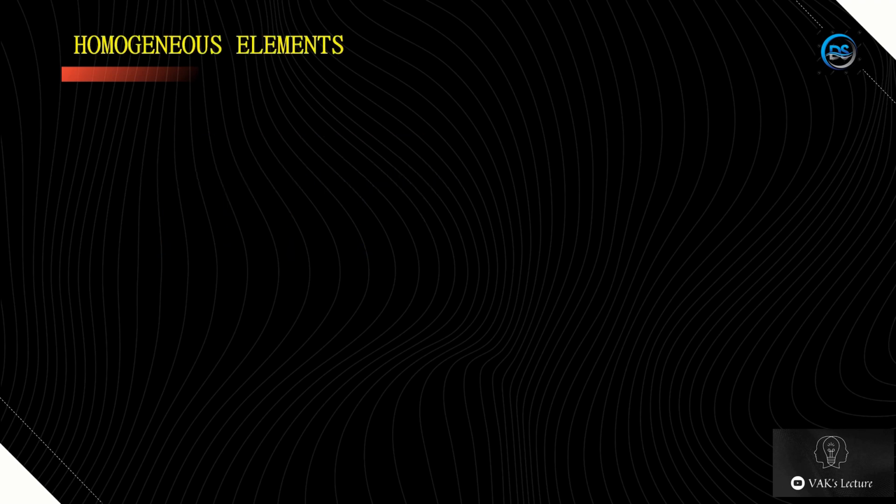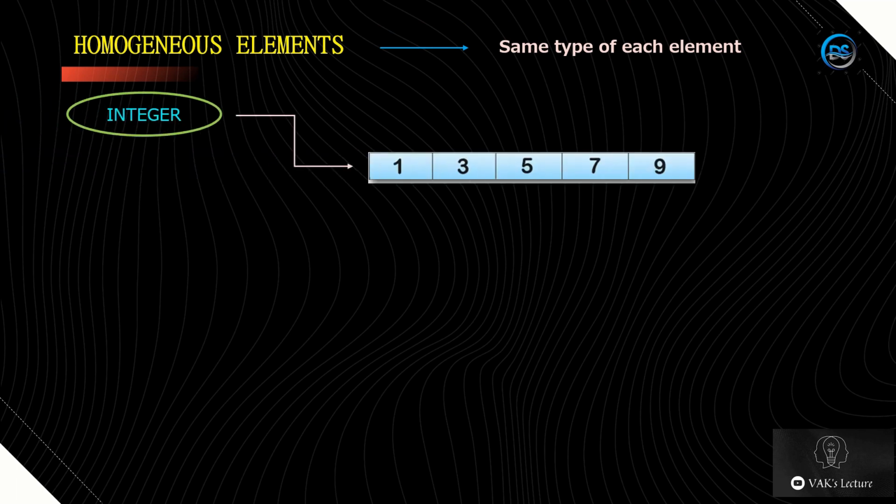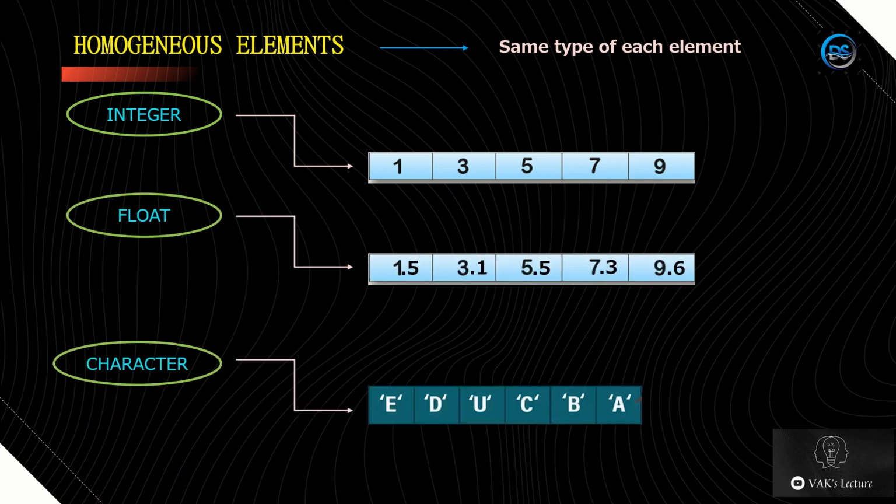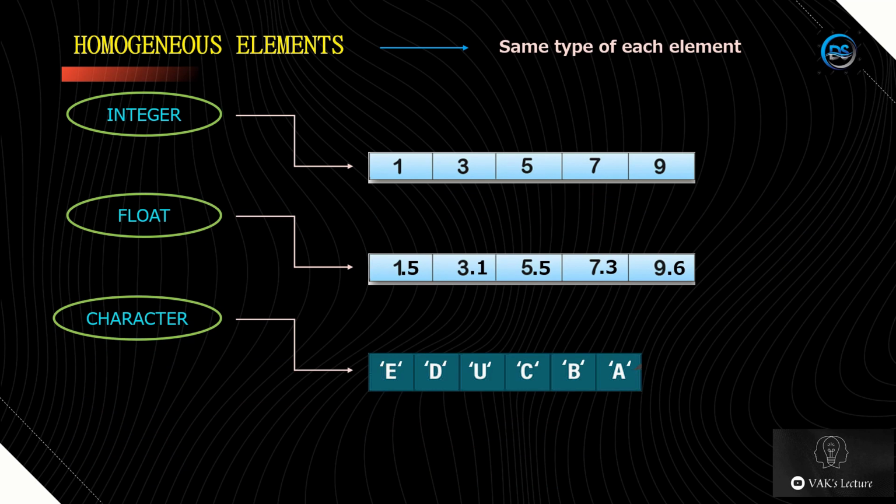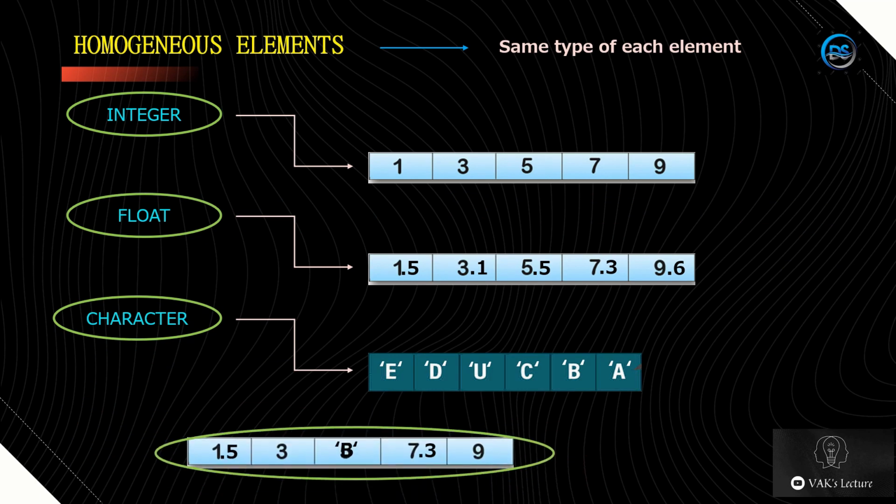Next property is the homogeneous elements. Homogeneous means that the type of each element will be the same. For instance, if the element is an integer, that means all the elements in the array which we initially decided must be an integer data type, or they must be float, or they must be character data type. You can't take some of the elements as integer and some as float or mix a character inside it. It's not like that. The elements must be homogeneous. That means its type must be the same.